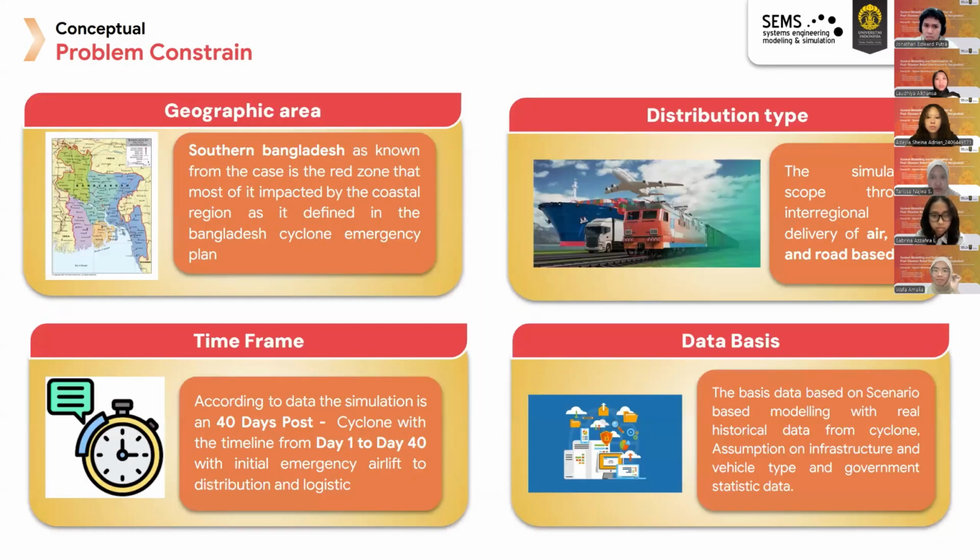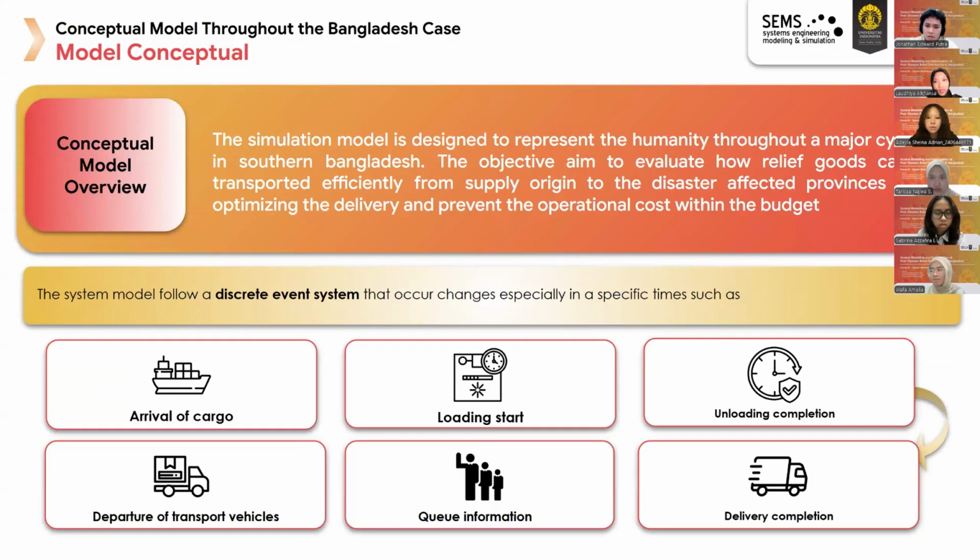The geographical focus is Southern Bangladesh, which is the region most affected by cyclones, and the simulation covers 40 days post-disaster. The model is based on historical cyclone data, infrastructure conditions, and the transportation characteristics. For the conceptual model, we use a discrete event system. Key events include cargo arrival, loading activities, unloading completion, vehicle departures, queue formation, and final delivery completion.